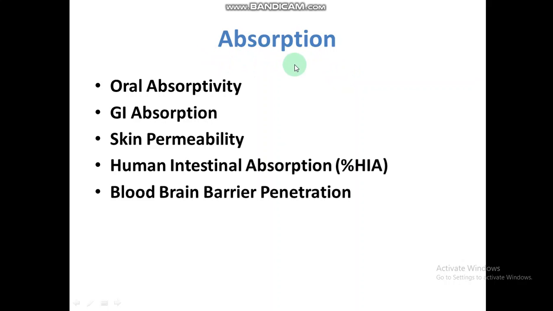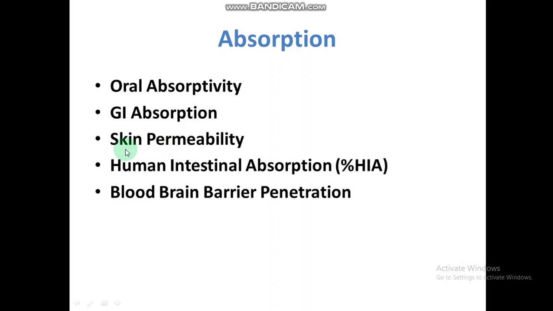Absorption. In absorption, the absorption of the drug sometimes may occur from the oral cavity. It depends on the hydrophilicity of the drug. If it is more hydrophilic, it will be absorbed from oral or sublingual. And sometimes the medicine gets absorbed through gastrointestinal absorption. So when we design our medicine, we observe that either it has oral absorptivity or it has gastrointestinal absorption. We check all the properties in absorption, that from where our medicine will get absorbed.